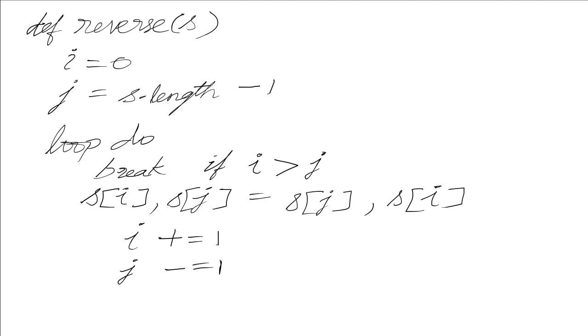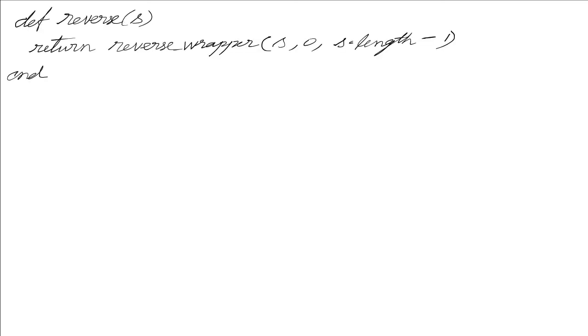The terminating condition checks if the left pointer goes past the right pointer. This is the case when the string length is even. We can avoid creating more string objects by changing the string in place. Let's look at an alternative recursive implementation that does that.